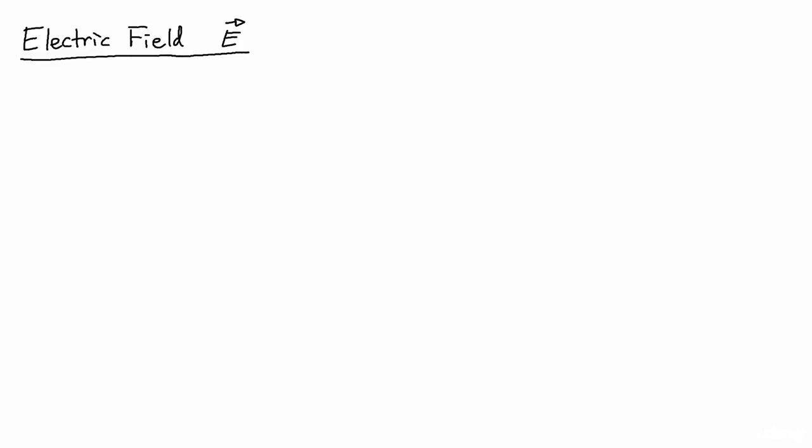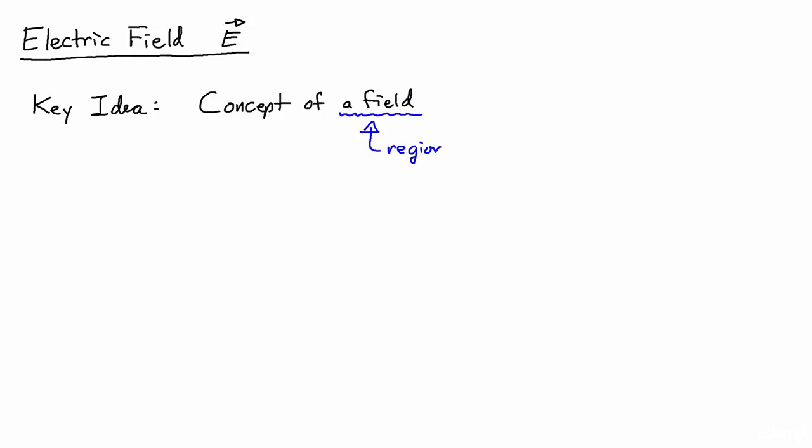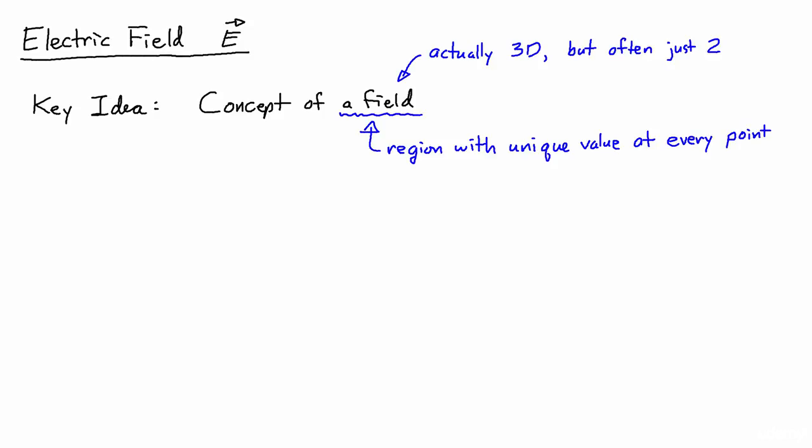All right, let's dive into chapter 2, which is all about the electric field. The trickiest thing with this is just the basic idea of a field, or the concept of a field. And a field is really just a region that has a unique value at every point. And really it would be a 3D thing, but often in problems, most of the time actually, we would just look at 2 dimensions at a time.